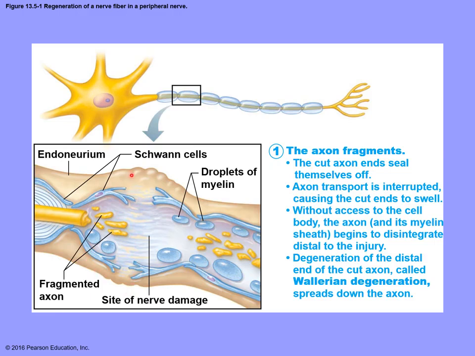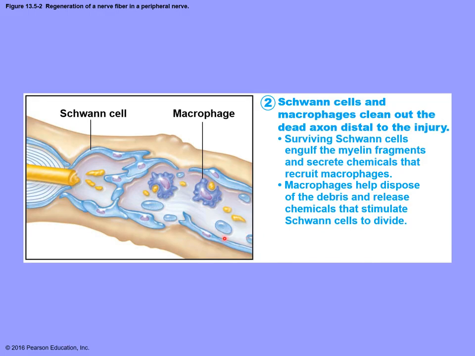The ends where the cut occurs start to swell up a bit. The axon is going to start to break down on this end because it's not attached to the soma anymore. It's not receiving any help from there. So the distal end of the cut axon will degenerate. It's kind of like you've cut off the food supply there.